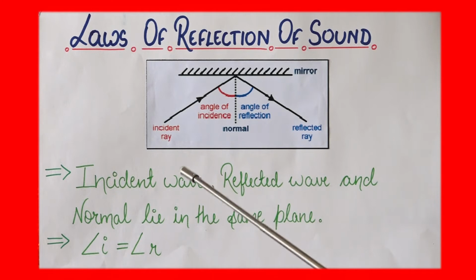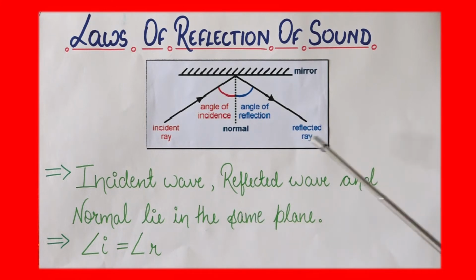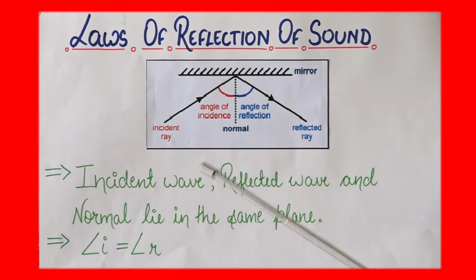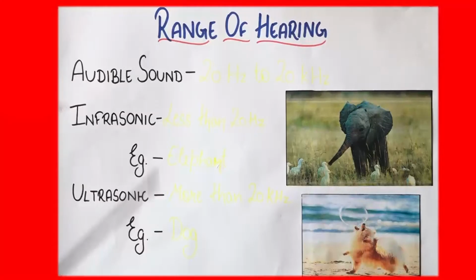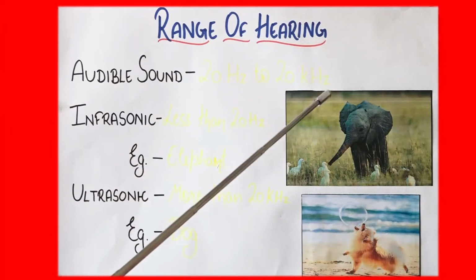The first law of reflection of sound states that the incident wave, the reflected wave and the normal at the point of incidence all lie in the same plane. The second law of reflection of sound states that the angle of incidence of the sound is always equal to the angle of reflection of sound.